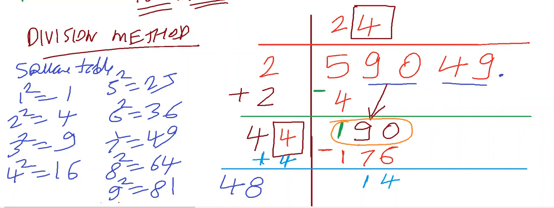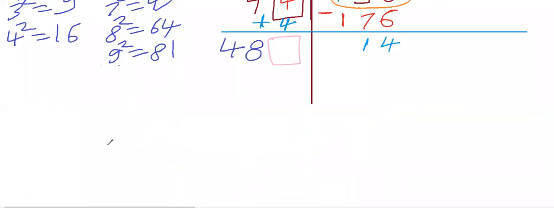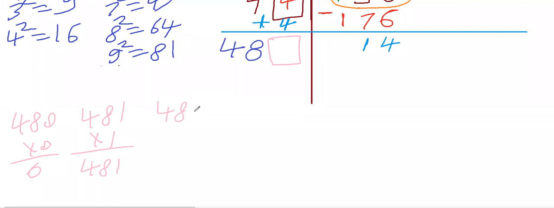What is the next step? Next step is put bracket here. Same bracket you will put here also. Then what will you write here? You will write 480. You will write here 480 into 0, which is 0. Then 481 into 1, that is 481. Then you will write 482 into 2.